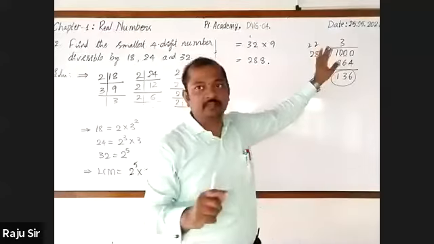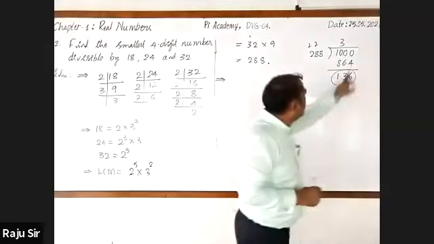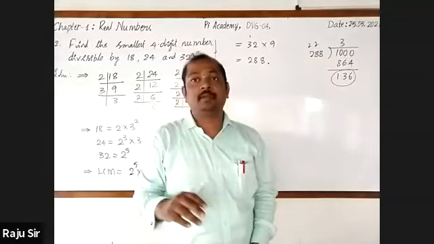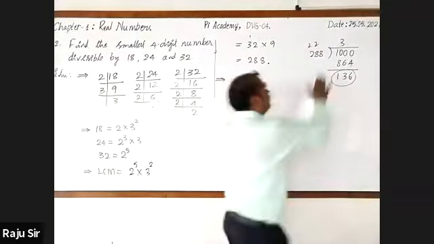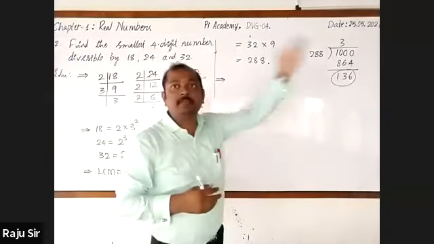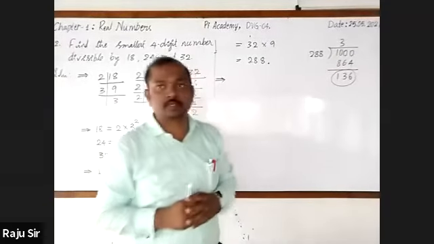Observe. If you subtract 136 from 1000, again it will be a 3-digit number. If you add 136 to 1000, it will be a 4-digit number, but not a multiple of 288. So we have 288 threes are. The next multiple is 288 fours are. Hope that you have understood.